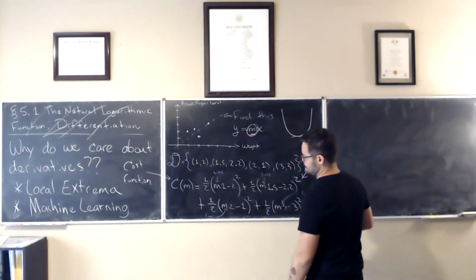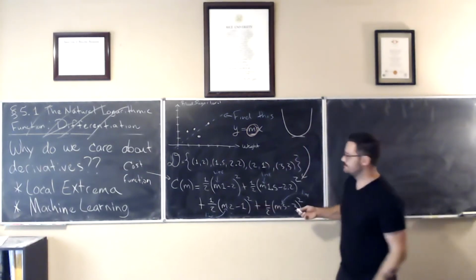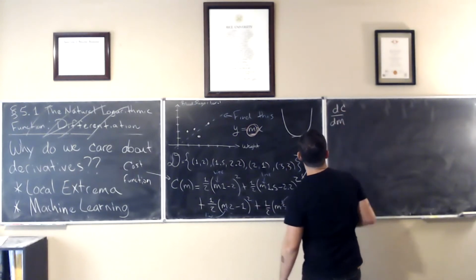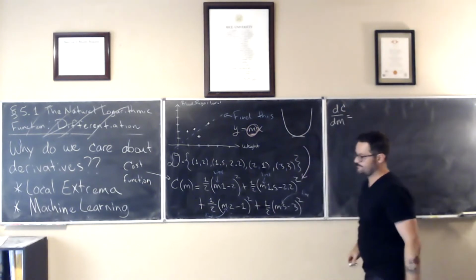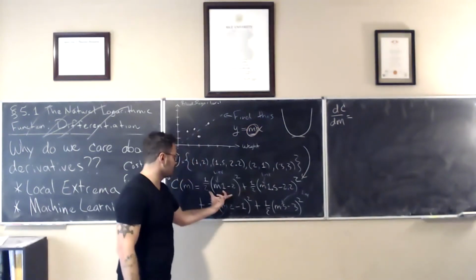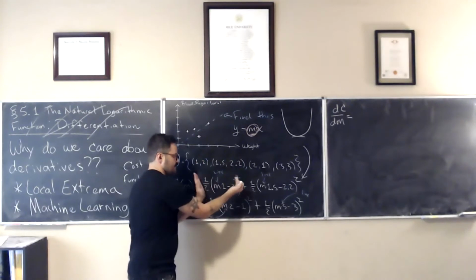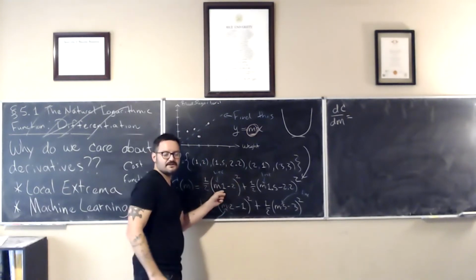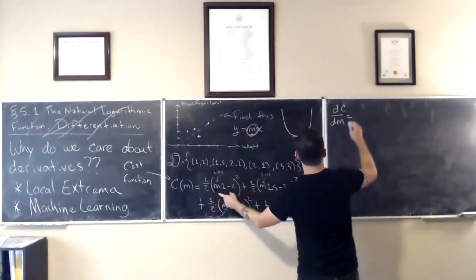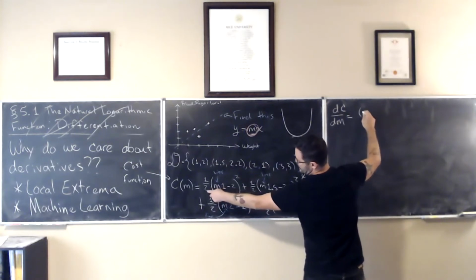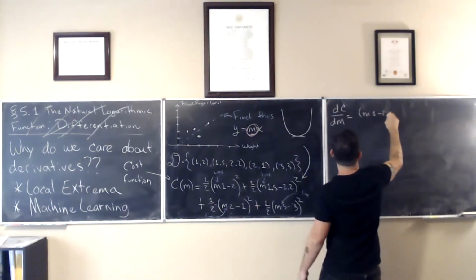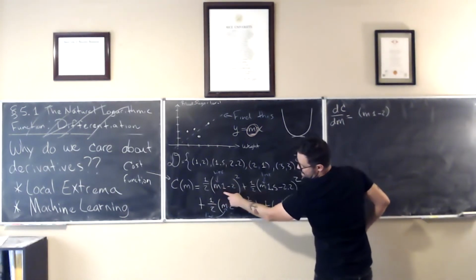It's messy, but we can do it. So dC/dm, the derivative of C with respect to m. The 1/2s are there because it makes it nice now. What's the derivative of this first piece? 2 times 1/2 times the derivative of the inside, right? The chain rule. So the first piece, the 1/2 and the 2 go away, and we're left with m times 1 minus 2 times the derivative of the inside with respect to m, which is 1.